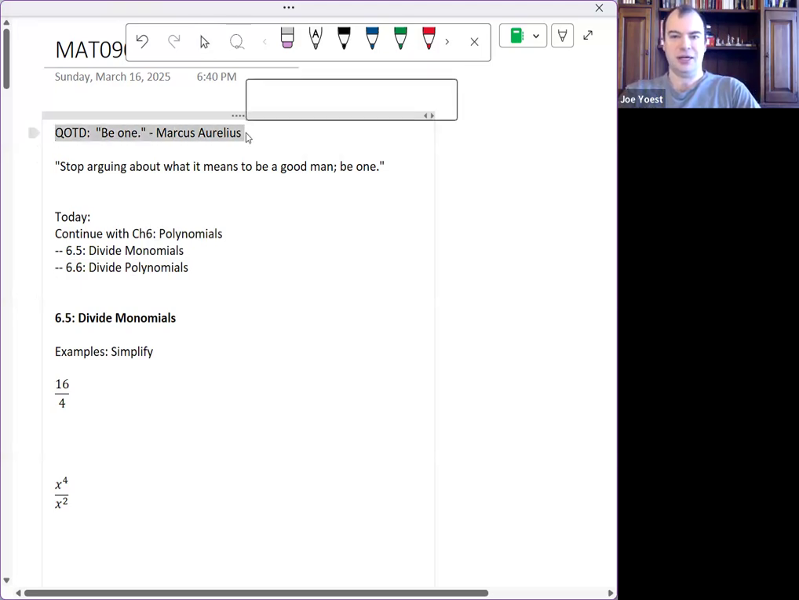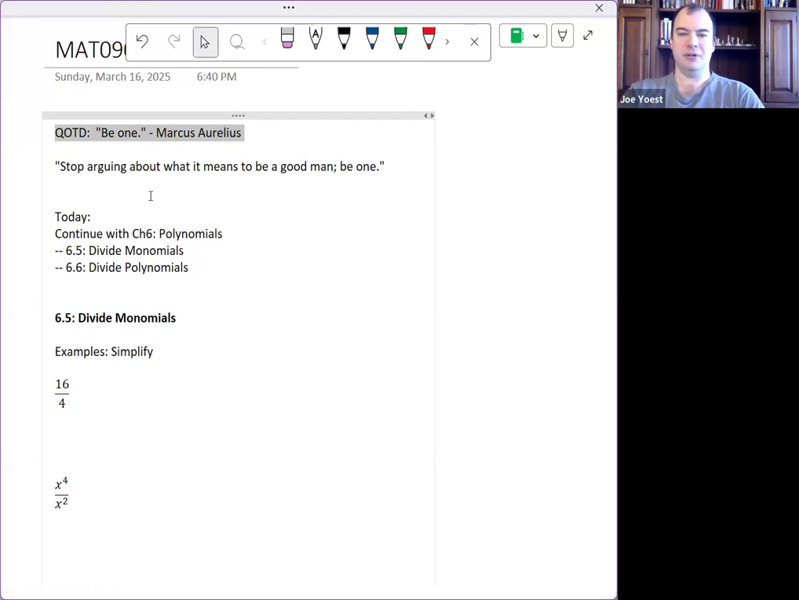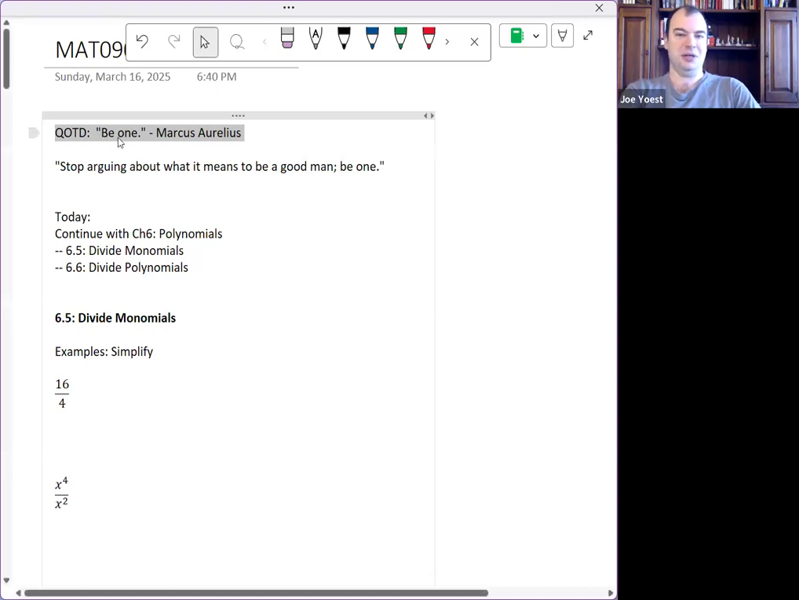The quote of the day today is by the Roman Emperor Marcus Aurelius, one of the Stoic philosophers, and Stoicism's becoming more of a big deal these days. So this quote is making the rounds. It's usually just quoted as "Be one," but it comes from this line here in his book Meditations: "Stop arguing about what it means to be a good man. Be one."